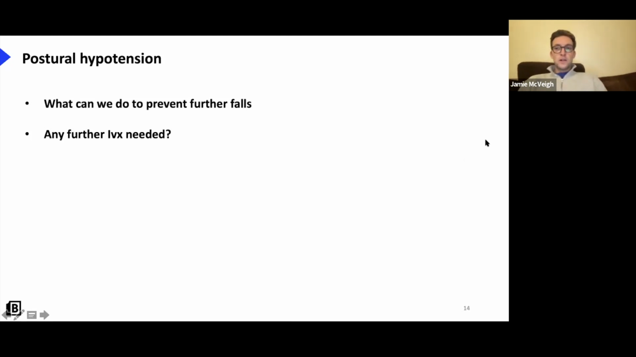Why did they fall? Why has their blood pressure dropped? So hold any antihypertensives that they're on, encourage oral fluids, and you can consider giving some IV fluids if you think it's appropriate. Inform the nursing staff. Do they need to be one-to-one? Do they need to be closely monitored if they're at risk of falls? So all of this is important things to consider, okay?